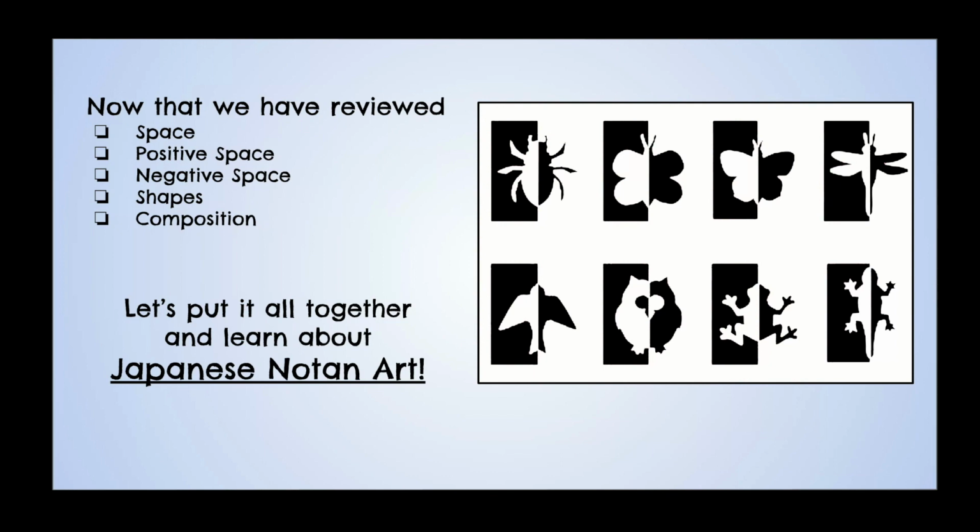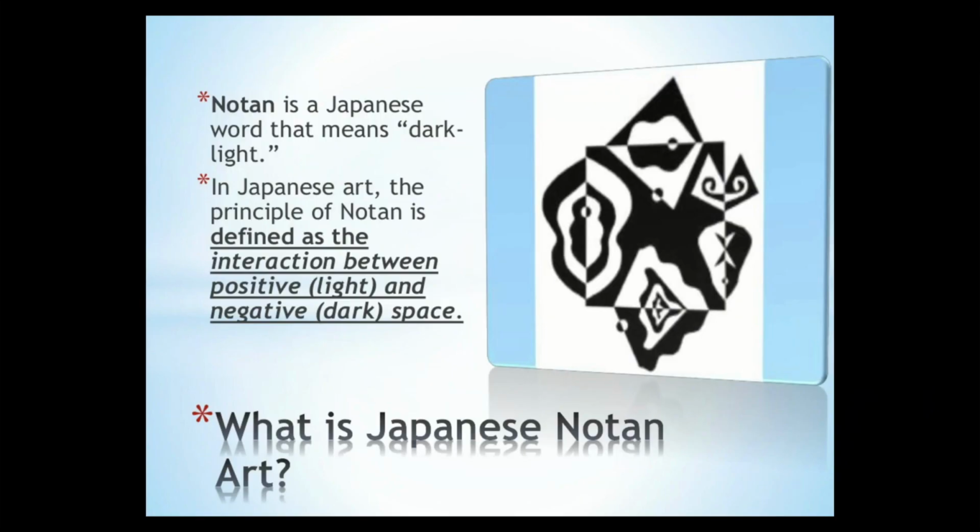So now that we've reviewed space, positive and negative, shape, geometric and organic, and what composition is, let's put it all together and talk about Japanese Notan art. Here are some examples of it over on the right-hand side. Notan, in Japanese, just means light and dark. In Notan art, it is defined as the interaction between the positive and the negative spaces, or the light and the dark.